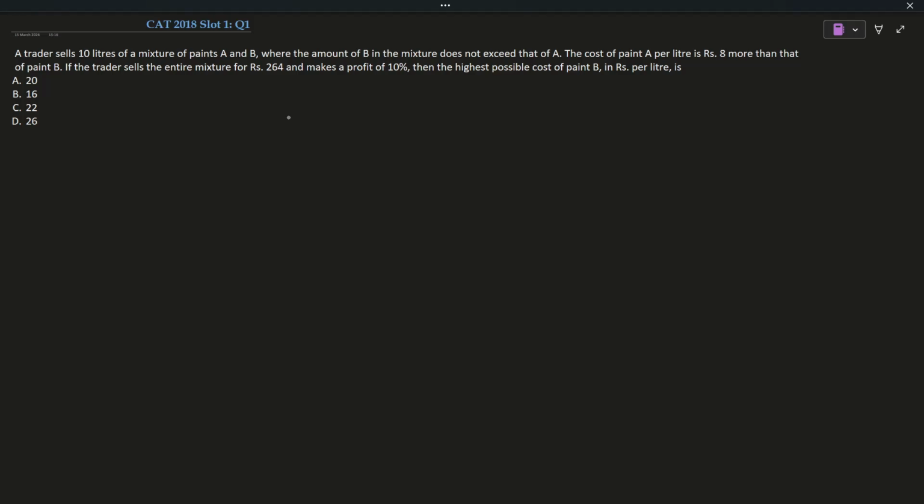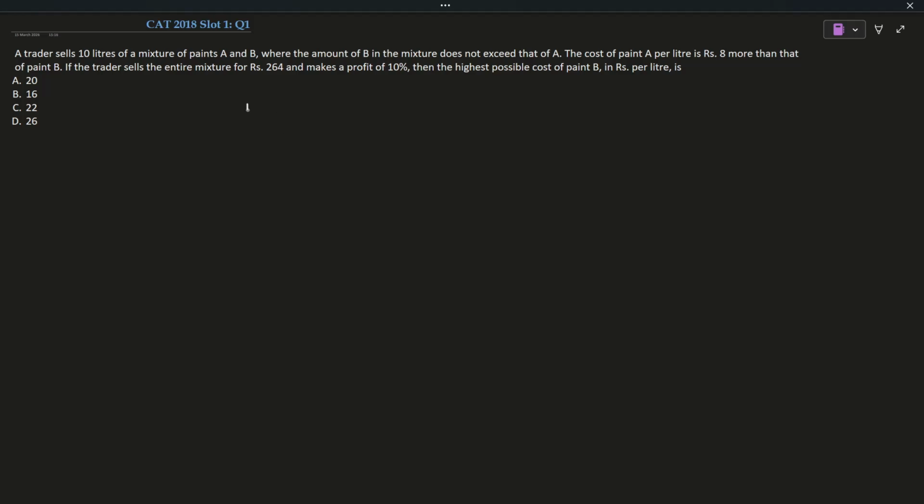The first question says that there is a trader who sells 10 liters of a mixture of paints A and B, where the amount of B in the mixture does not exceed that of A. The cost of paint A per liter is 8 rupees more than that of paint B. If the trader sells the entire mixture for 264 and makes a profit of 10%, then the highest possible cost of paint B in rupees per liter is.